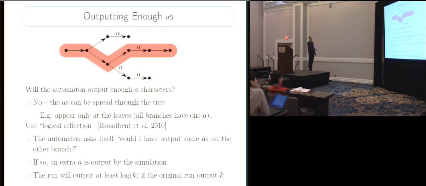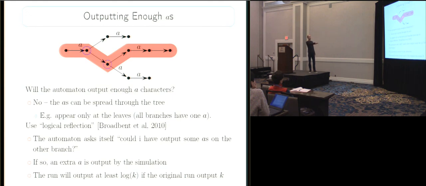So we have to use something called logical reflection. And what that does is it's kind of clever. What that says is we can actually do fancy things with these automata, and these automata can actually reason about themselves. So they can say, at my current state, can I do something? If so, I'll do this thing, otherwise I'll do that. So what we're actually able to do is every time we get to a branch point in our simulation, the automaton can ask itself, if I took this other branch, would I be able to output some A characters? And if the answer is yes, it's going to output one just to make itself feel a bit better.